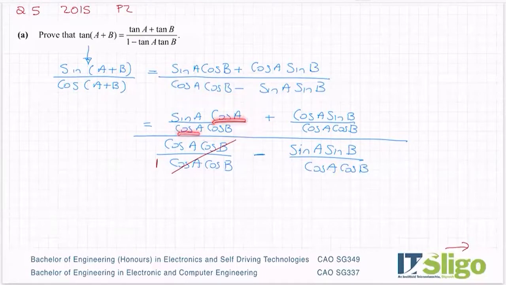Well, cos A over cos A straight away cancels, and cos B from the top.